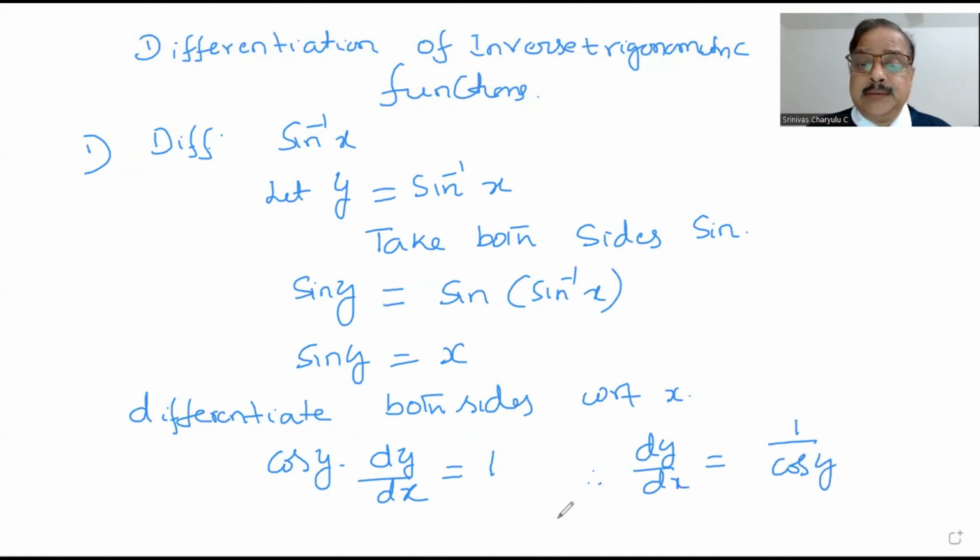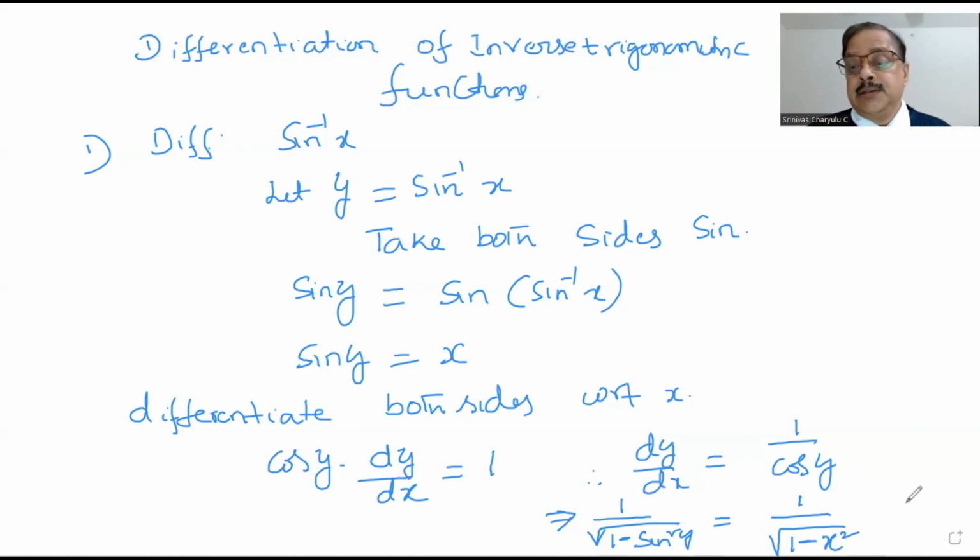Actually, sum ended here. Still, we have to write simplification. 1 by root of 1 minus sine square y. Cos y is nothing but root of 1 minus sine square y. 1 by root of 1 minus, what is sine y? Sine y is called as x. So sine square y will become x square. So this is the differentiation of sine inverse x. Let us do the second one.